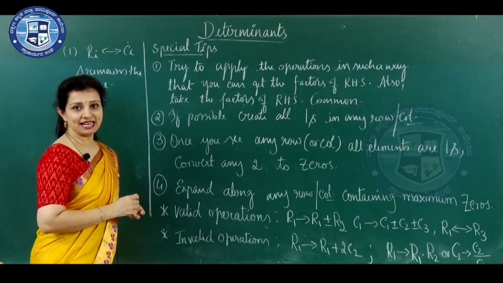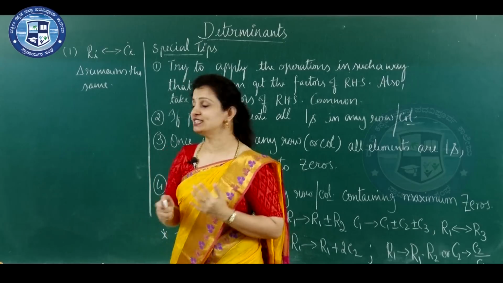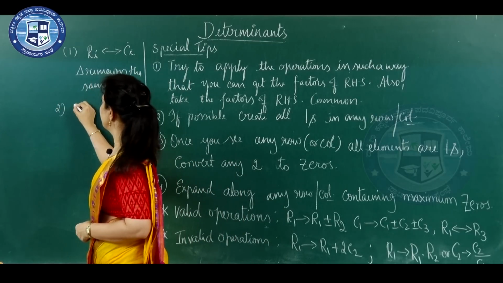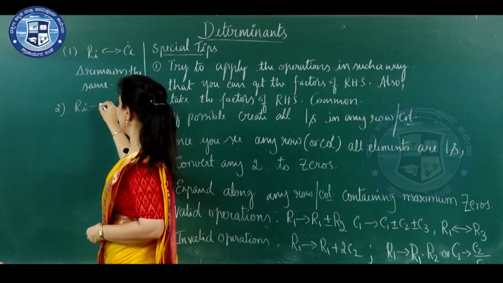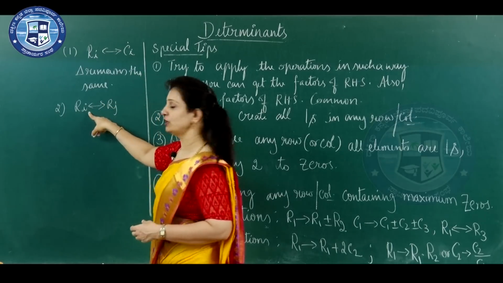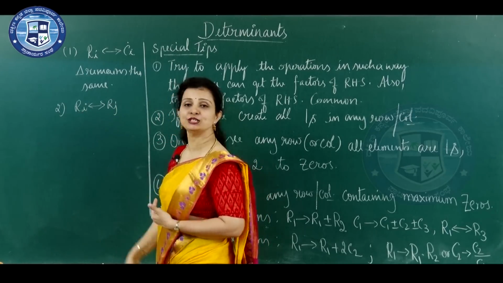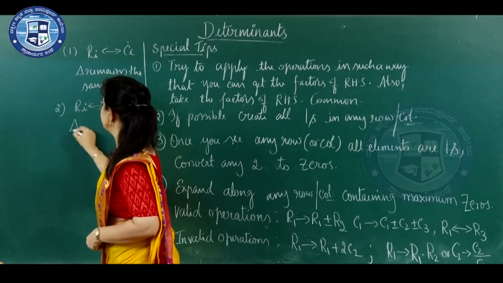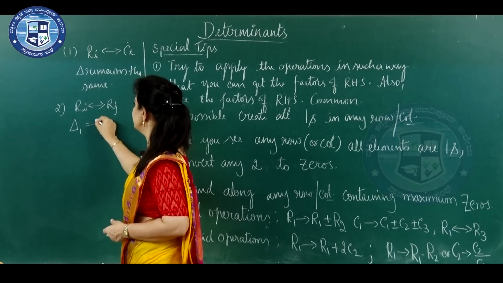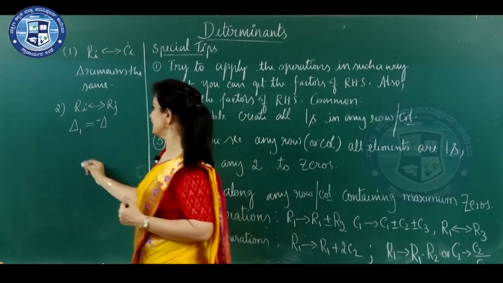And the second property says if two rows are interchanged, then the sign of the determinant changes. That is the second one. Generally we write Ri interchanged to Rj, maybe R2 interchanged to R3. After interchanging, the new determinant delta 1 is equal to minus delta, the sign of the determinant changes. That is the second property.